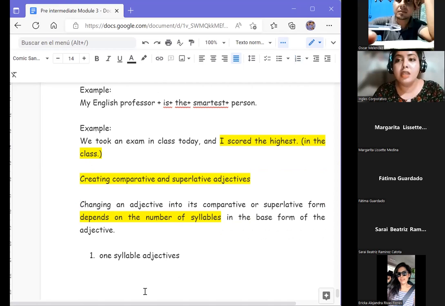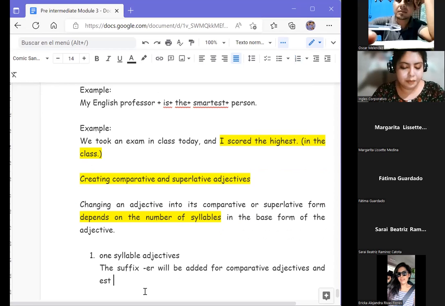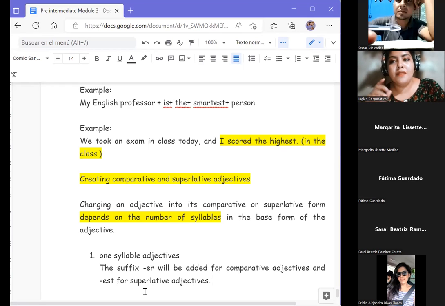And it says the suffix -er will be added for a comparative adjective and -est for a superlative adjective. We are going to take the base form of the adjective and then we are going to write the ending. And we have two. One, for the comparative adjective, we have -er. And for the superlative adjective, we have -est.